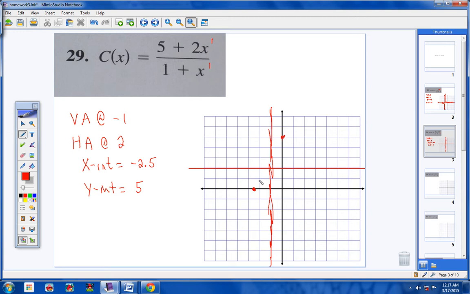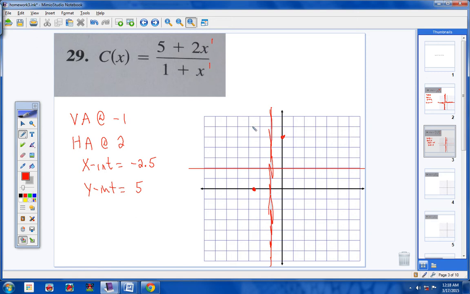Let's go ahead and type this function into our grapher. Remember to put parentheses around the 5 plus 2x. And of course parentheses around the 1 plus x. And let's go to our table real quick.